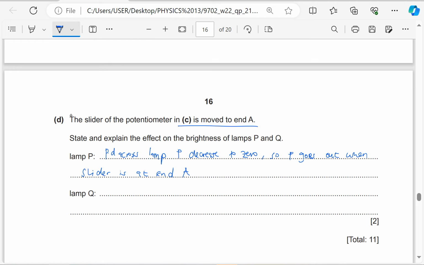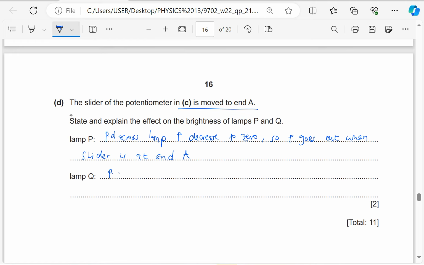Then of course, if the other one decreases, the other one increases. So PD across lamp Q increases to 12 volts. So this one gets brighter. So Q gets brighter. Okay, so Q gets brighter as the other one gets dimmer, and then it goes off, or it goes out.